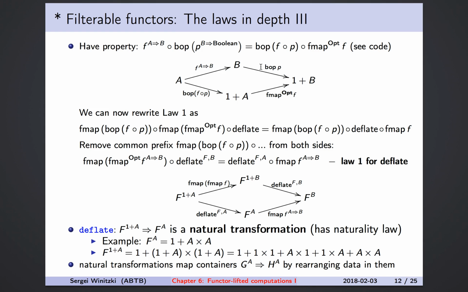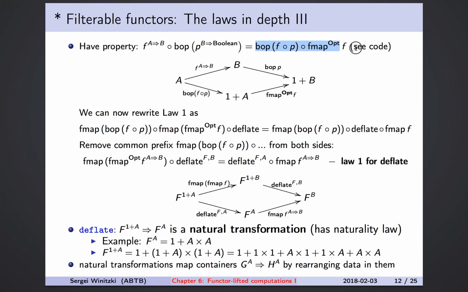Here's the function type diagram for it. We start with some type A. We first map f: A to B. We get a B, and we map with Bob. We get 1 plus B. So Bob maps from B to 1 plus B. It takes the Boolean predicate and makes it an option kind of predicate, an option-valued predicate.